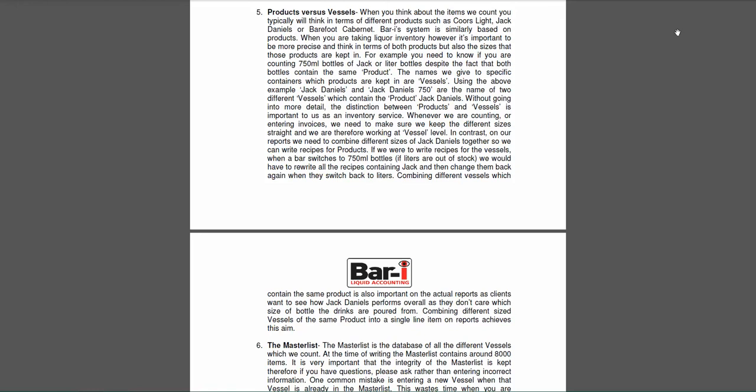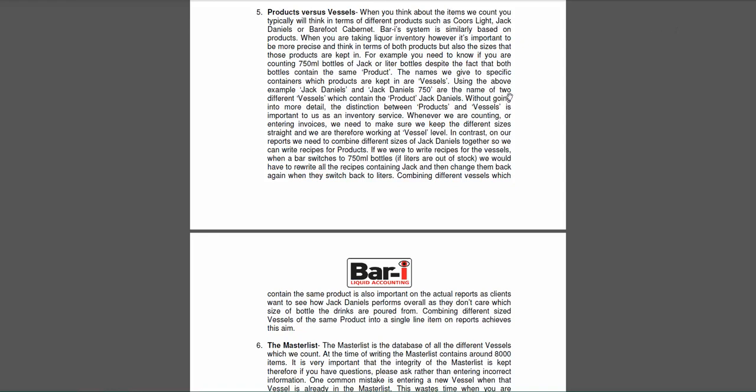For instance, Jack Daniels is the product, but Jack Daniels comes in both 750 milliliter bottles or more commonly in liter bottles. So both of those bottles contain Jack Daniels, that's the product, but we would use the terminology that they're two different vessels. So a vessel is a specific size of a specific product, whereas a product is just the product, and it doesn't pertain to a particular size, it's just Jack Daniels. So using this example, Jack Daniels 750 and Jack Daniels liter are the different vessels which contain the same product.